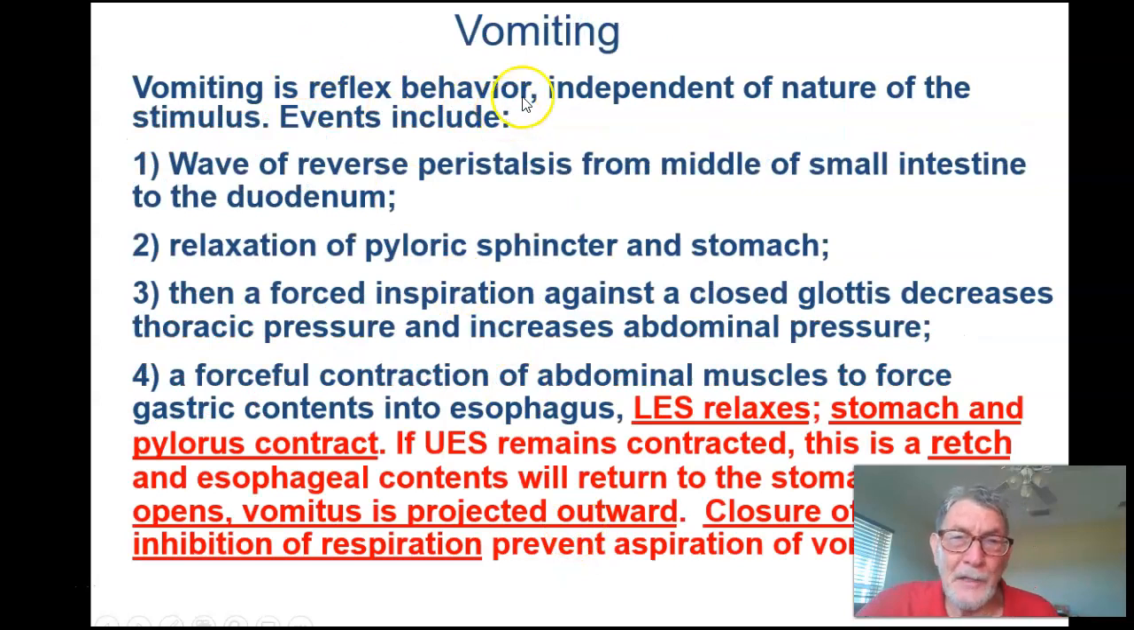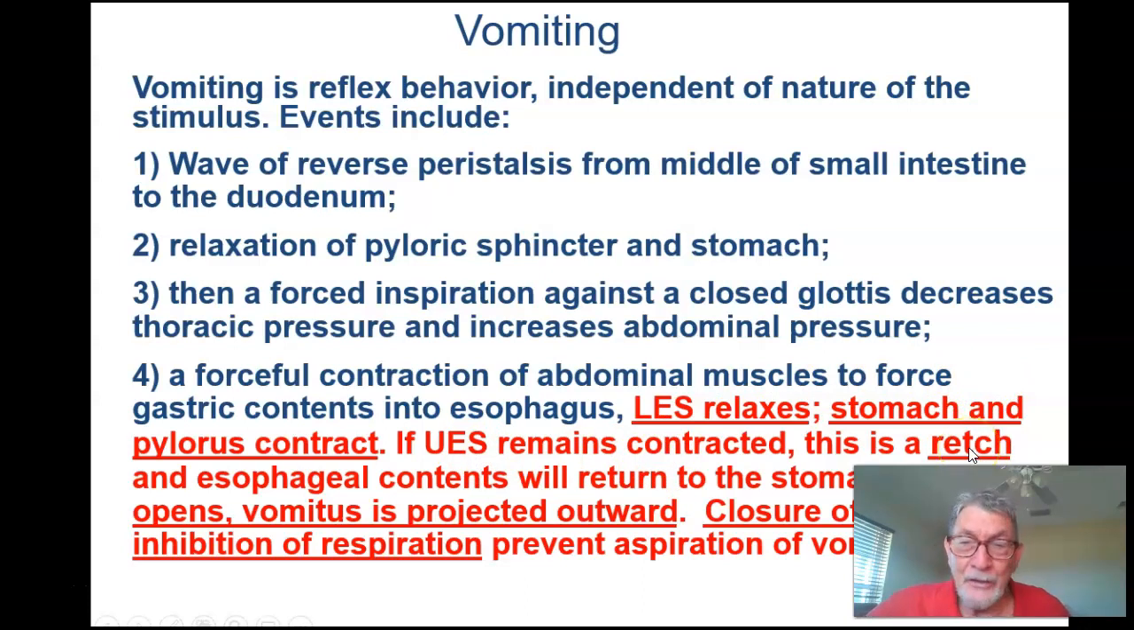The vomiting reflex: reverse peristalsis from the middle of your small intestine upward. You relax the pyloric sphincter so duodenal contents can move back up into the stomach. A forced inspiration against a closed glottis to try to decrease pressure and pull it up. Your abdomen contracts. The lower esophageal sphincter relaxes. The upper esophageal sphincter relaxes eventually. If the upper esophageal sphincter, which is the last to be signaled, stays contracted at first, you retch.